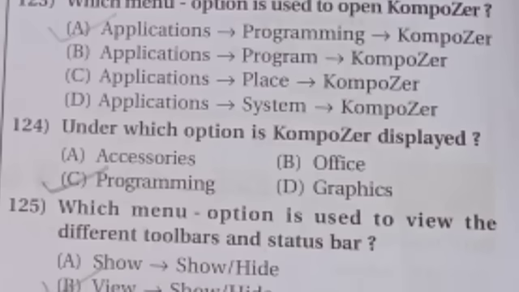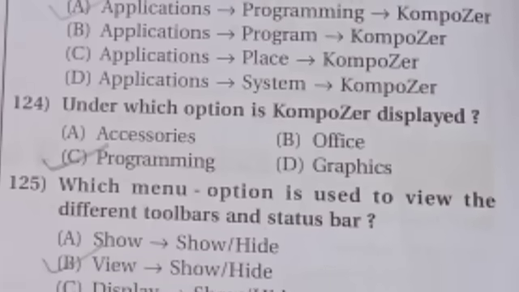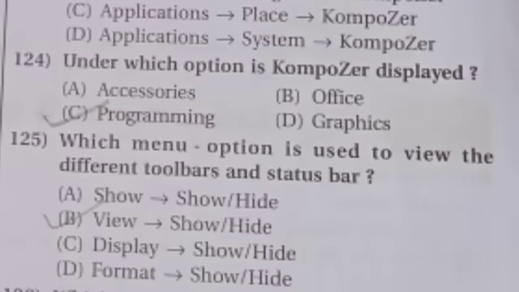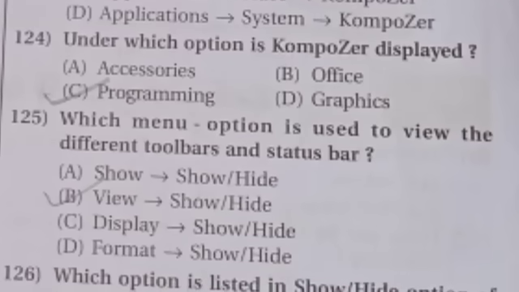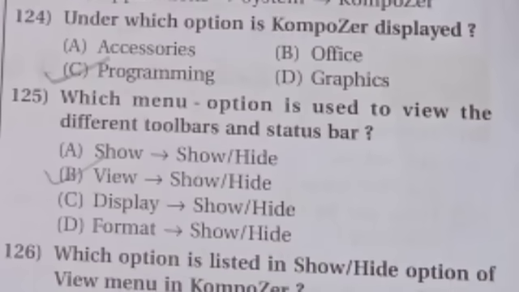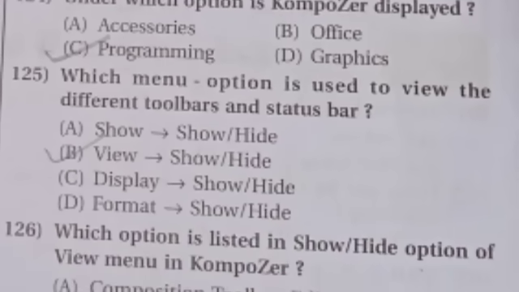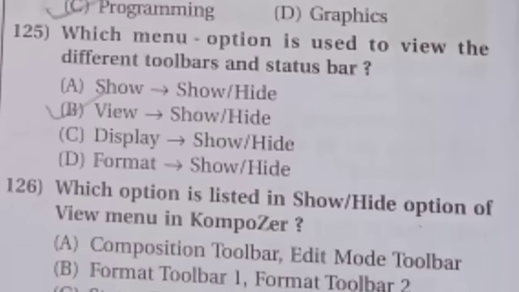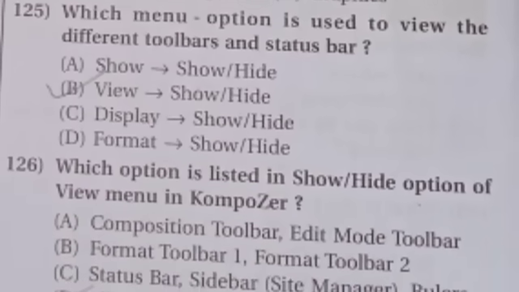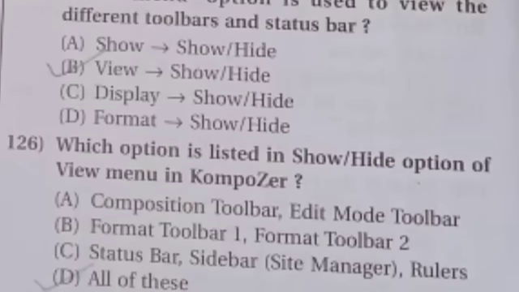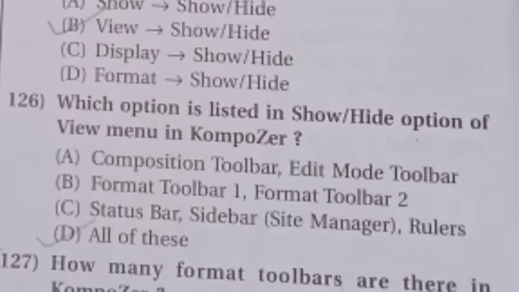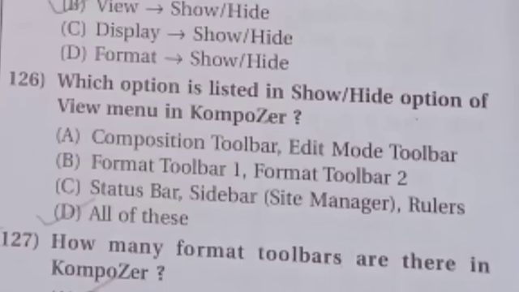cascading style sheet. Okay, which menu option is used to open composer? A आंसर है, एप्लीकेशन प्रोग्राम कंपोजर. अंडर विच ऑप्शन इज कंपोजर डिस्प्लेड? सी प्रोग्रामिंग. विच मेन्यू ऑप्शन इज यूज टू प्रीव्यू द डिफरेंट टूल बार एंड स्टेटस बार? तो बी आंसर है, व्यू शो हाइड.